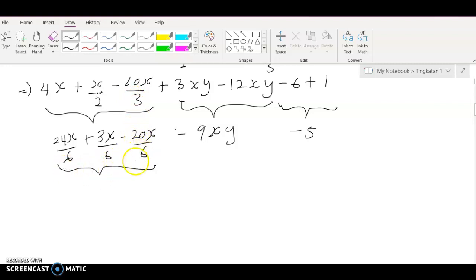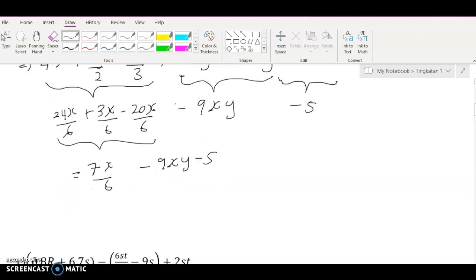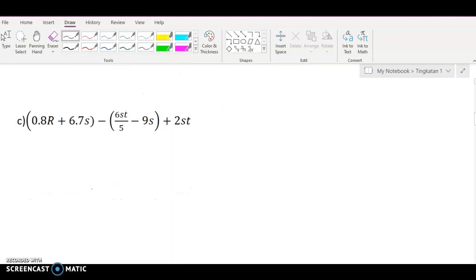Okay, now your denominators are the same, so you just solve the problem. So 24 plus 3 will be 27. 27 minus 20 should get 7x divided by 6. And then all the unlike terms, you just write them back, 9xy minus 5. Okay, this is your answer. Now we move on to another one.